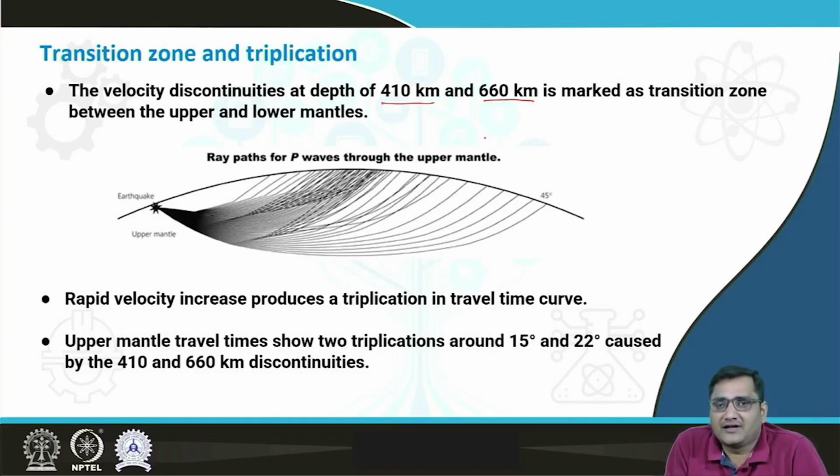At these transition zones, the velocity increases rapidly and hence provides features such as triplication in the travel time curves. If you look at this ray path diagram of P waves through the upper mantle, you will observe two triplications at a distance of around 15 degrees, that is around here, and around 22 degrees, caused by these two discontinuities, the 410 kilometer and the 660 kilometer discontinuities.